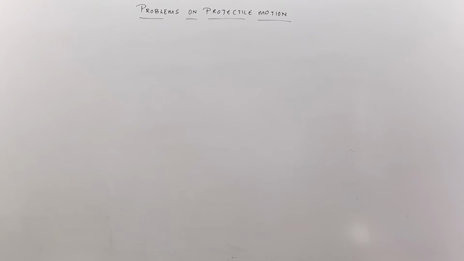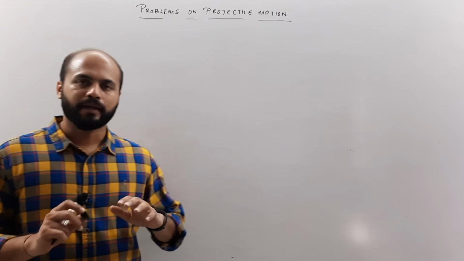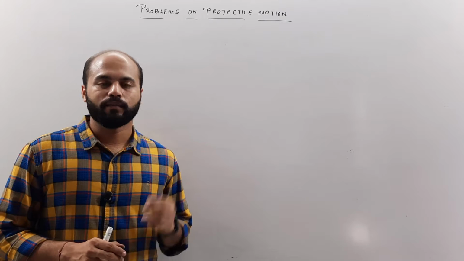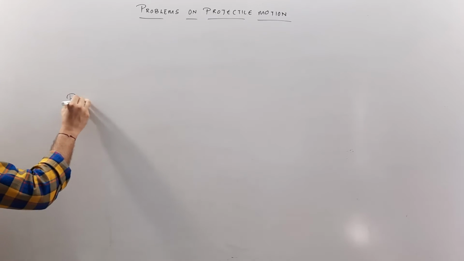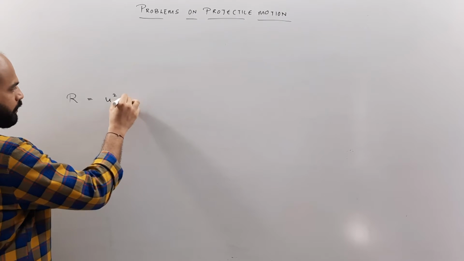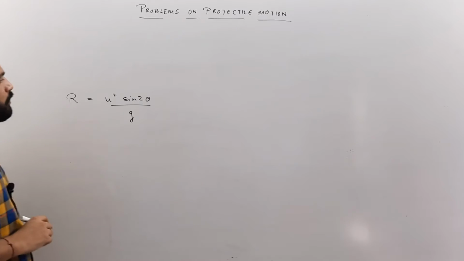Okay, the next question is, if I want to fire the projectile at maximum range, then at what angle is it to be fired? So let's go back to the range formula and actually see how to do it. So this is what we have. This is the formula for range that we have. R is equal to u square sine 2 theta by g.